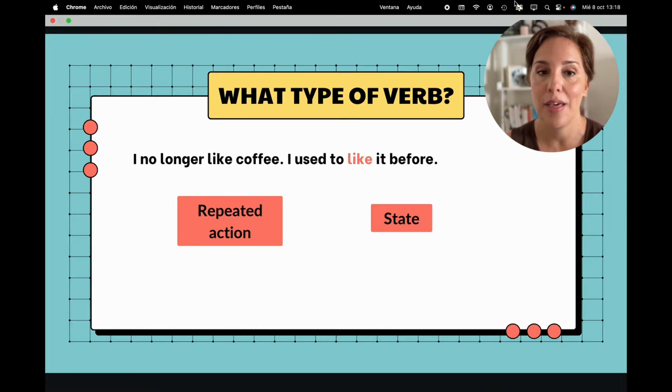Let's take a look at another example. I no longer like coffee, but I used to like it before. So the verb to like something, is it a repeated action verb or is it a state? When we like something, it doesn't imply any action or any movement. It's simply a state. I like chocolate. I don't like reggae music. Okay, it's something that stays the same, at least for a long time. So that's why we would say like is a state. All right.